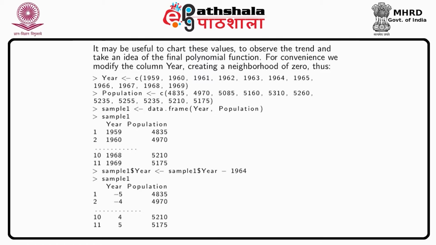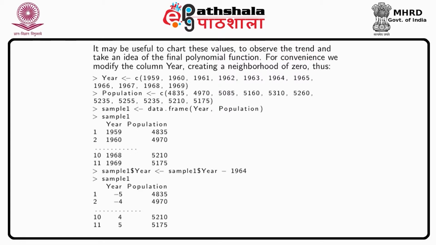Given that we have two variables, one is the year, which starts from 1959 and goes all the way up to 1969, because the data set is for 10 years, and we have the population also, which is given for the corresponding 10 years that we have measured. So we first read those two variables into R, and then we put them in a data frame. We are calling it sample. So once we print sample, this is how the data set looks.